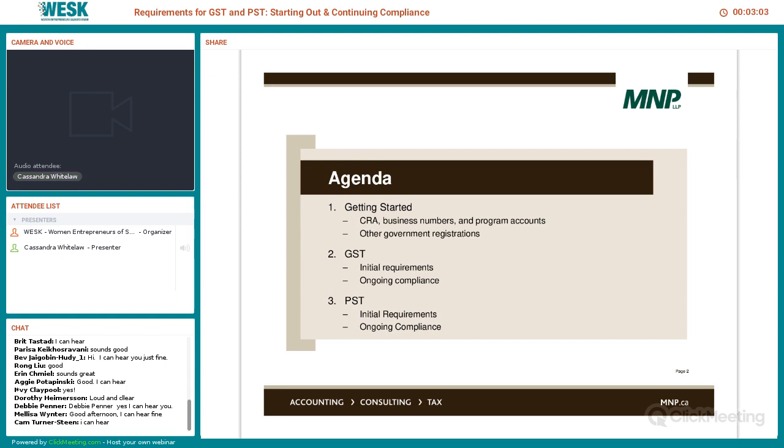So just to get started, I will give a little bit of background information about the CRA business numbers and some other government registrations that you'll need to be aware of. I will spend most of my time on the presentation today with GST and PST because those are my areas of practice. So for both of those, I will talk about the initial requirements and ongoing compliance. For PST, I will give a general overview of PST in all provinces, but I'll focus mainly on Saskatchewan because that's where we are.